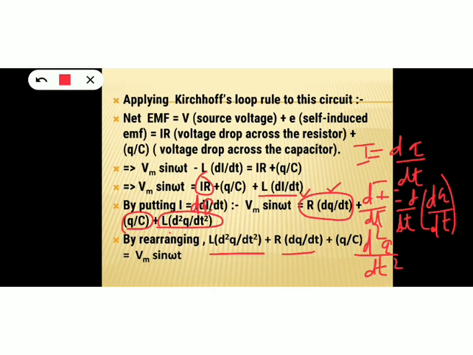So by applying Kirchhoff's loop rule to the circuit, we got this expression, and this is a second order differential equation in Q. When you solve the above equation, you will get the value of Q, and hence you will get the value of current I, because the first step in any AC circuit is to find an expression for current. So that is our aim.